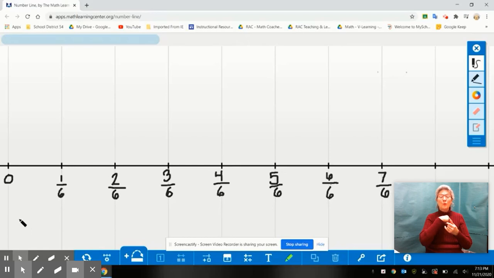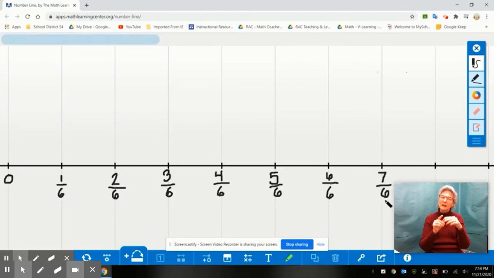We are going to be working on renaming fractions. Let's get started by reviewing how to count by 6. We're going to use the number line to help us do it. Okay, here we go. 1/6, 2/6, 3/6, 4/6, 5/6, 6/6, 7/6. My number line goes on, but we're going to stop here for today.